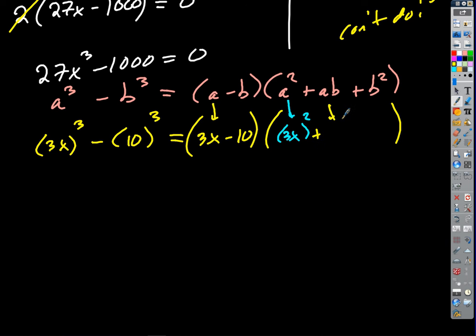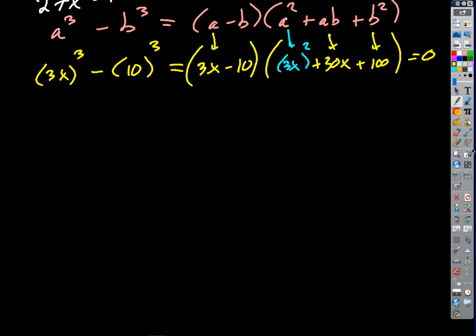And then plus ab is easy. What's 3x times 10? 30x. Plus 10 squared? 100. Okay? But that's the part I have to be careful with, right? So I end up with 3x minus 10. What is 3x quantity squared if I square the whole thing? I got to square the 3 and square the x, right? By my properties of exponents. So 9x squared plus my 30x plus my 100.